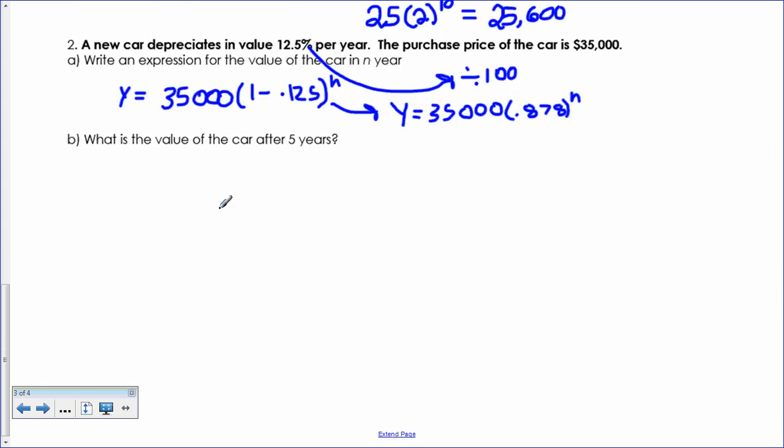Then they follow up and say, what's the value of the car after 5 years? So you're going to go ahead and do the same equation. But now they specified what n they want. So instead of writing n, that's supposed to be a 5.